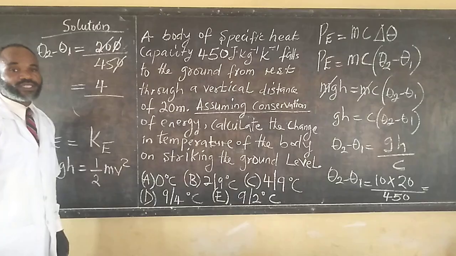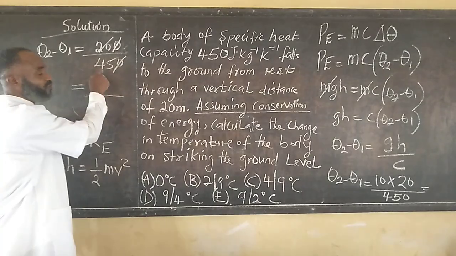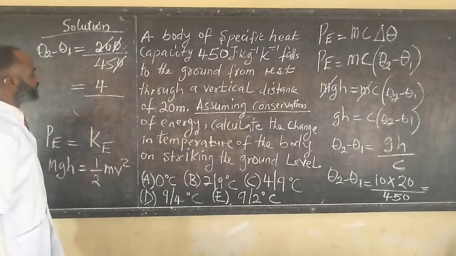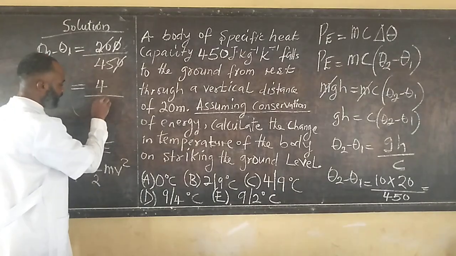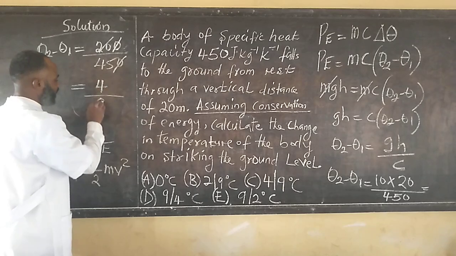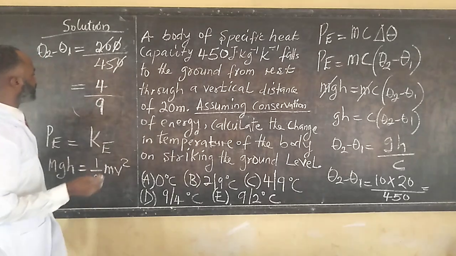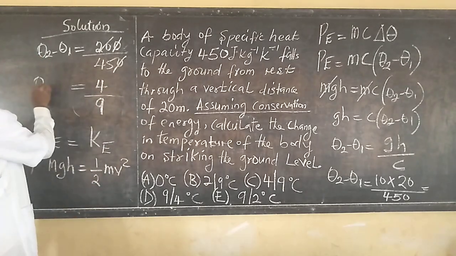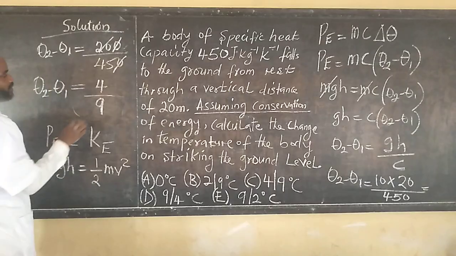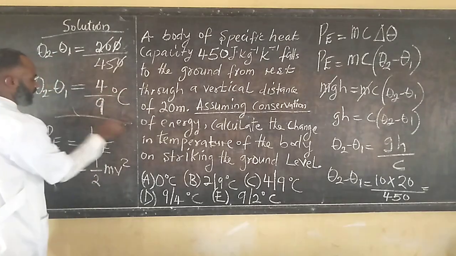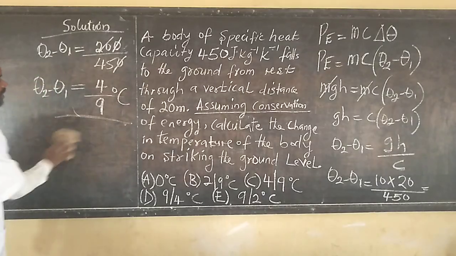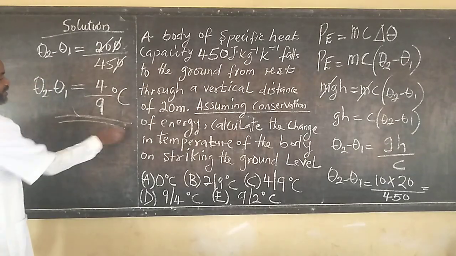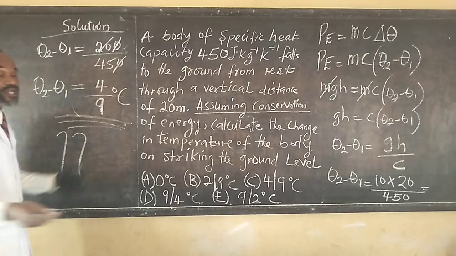45 divided by 5 is 9, yes, 9 times 5 is 45. So we have 4 over 9, and we're talking about the temperature change, theta 2 minus theta 1. The unit is degrees Celsius. So the final answer is 4 over 9 degrees Celsius.